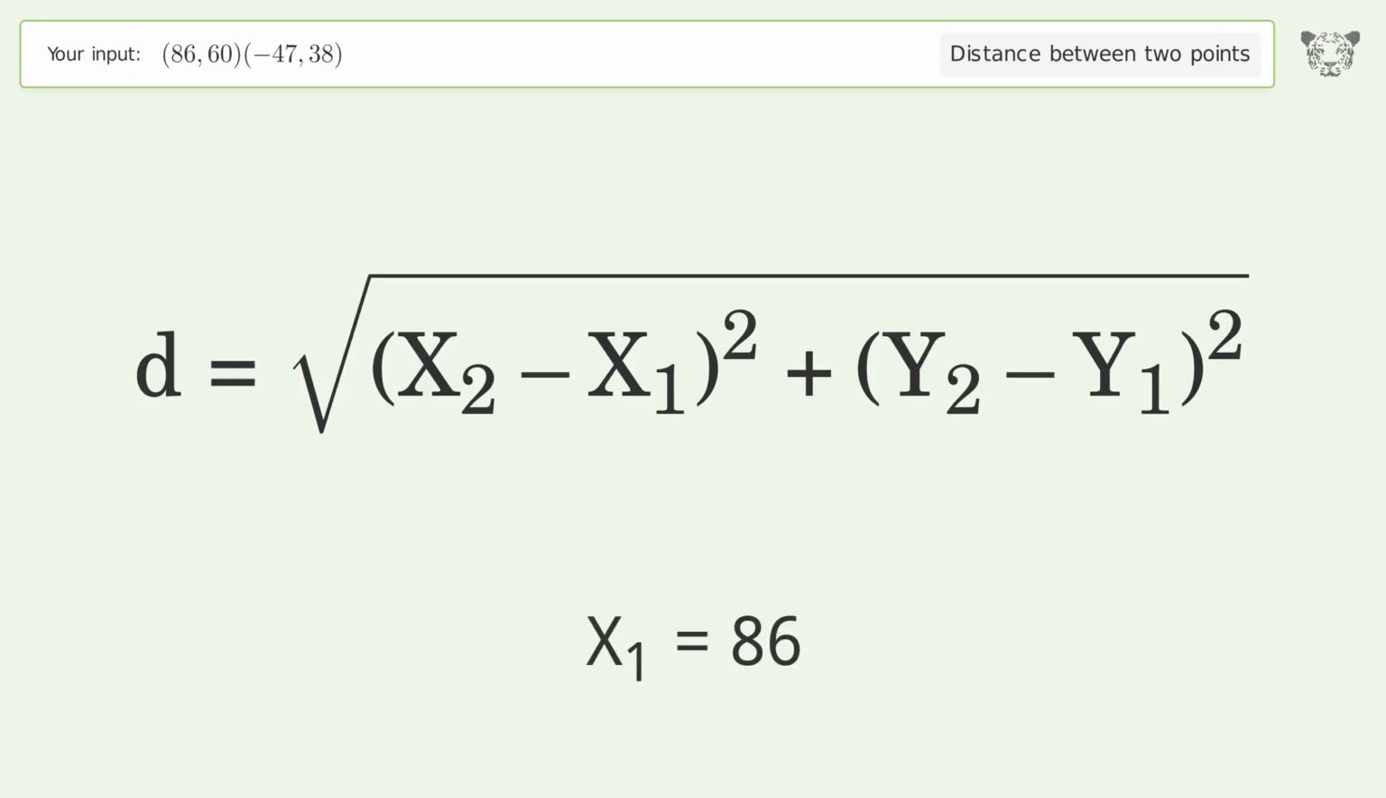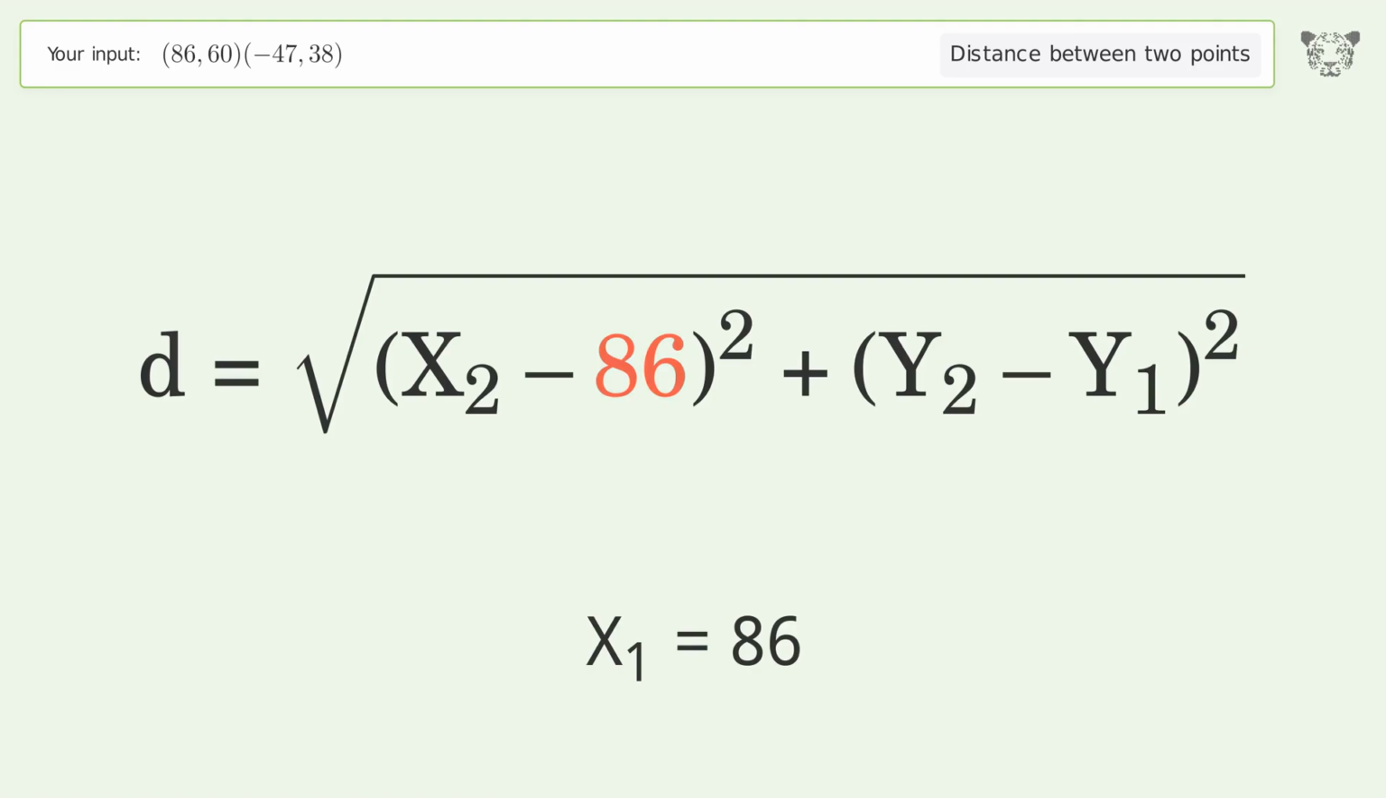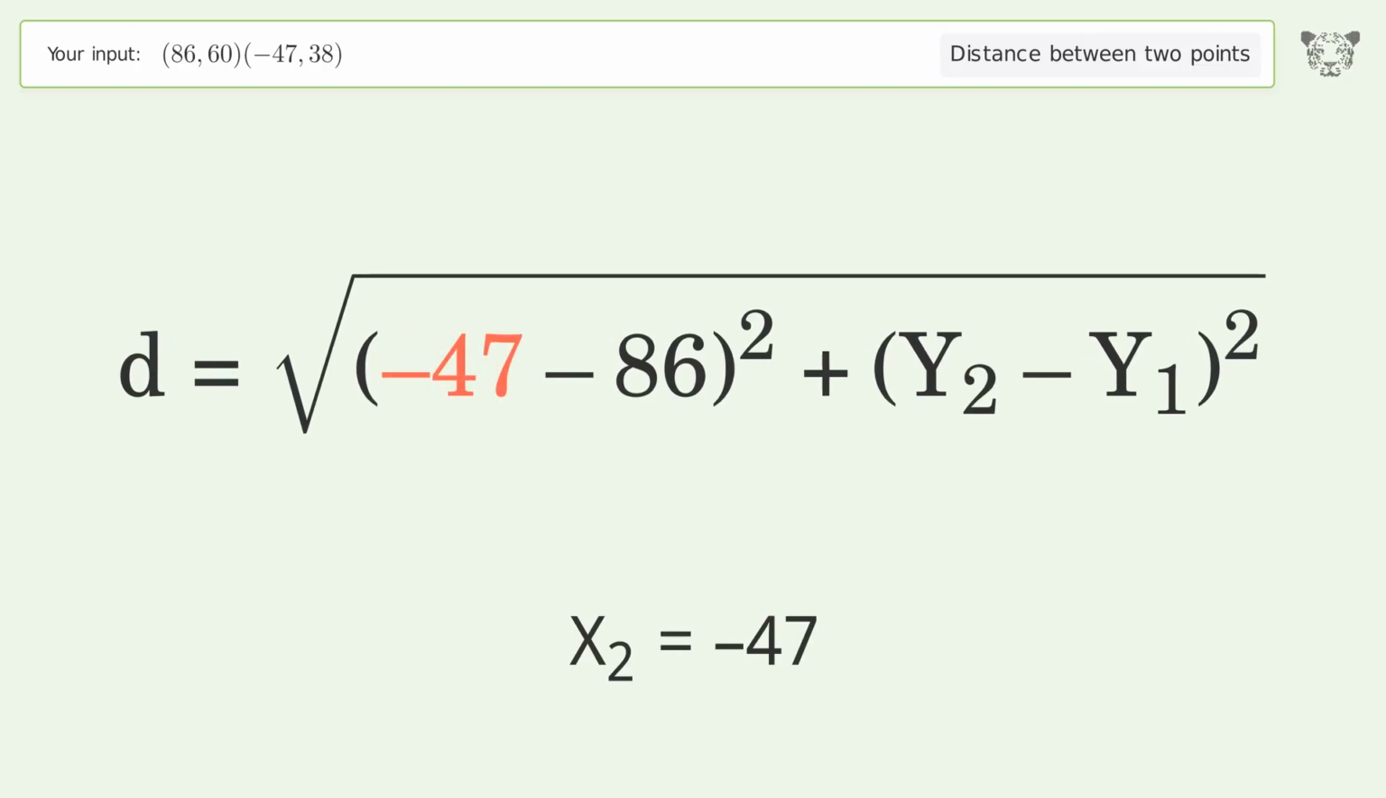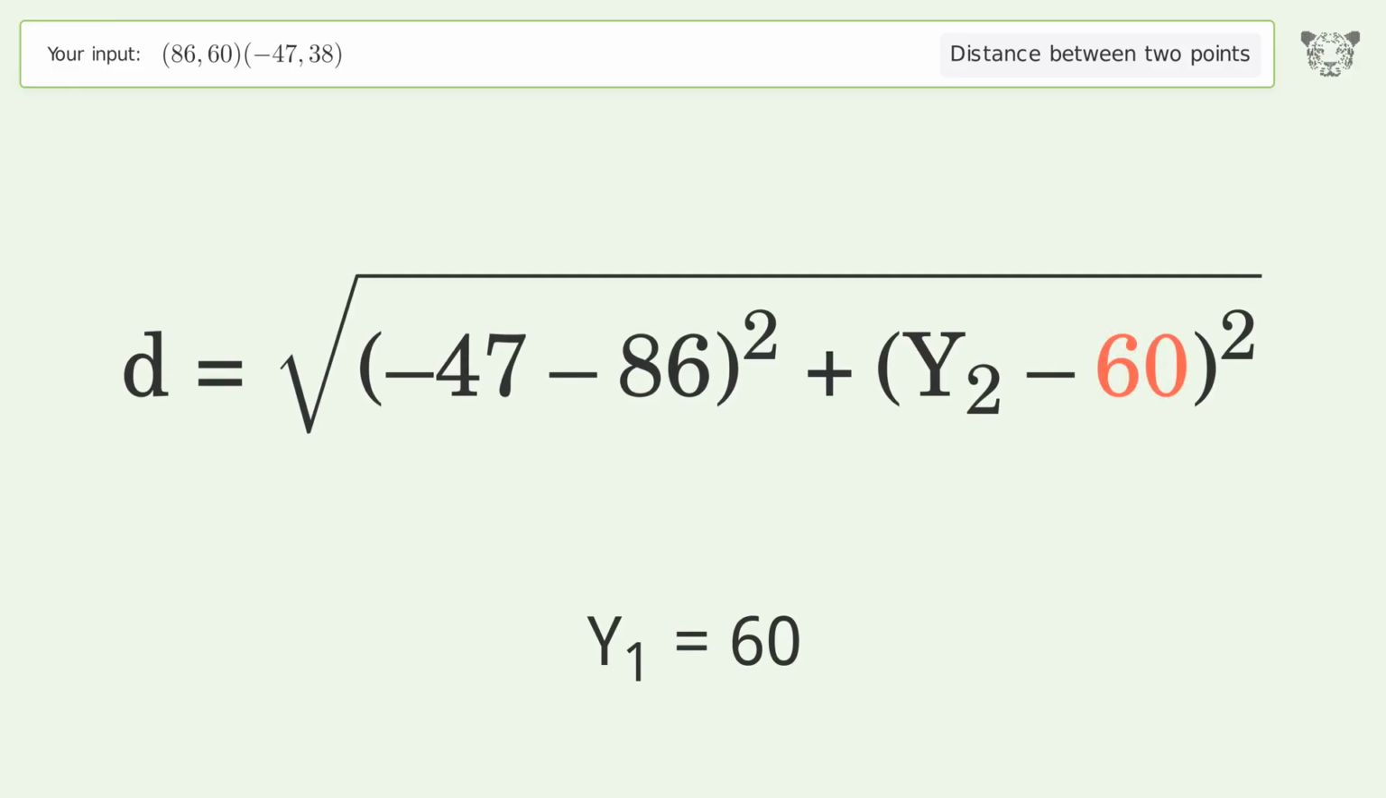x1 equals 86. x2 equals negative 47. y1 equals 60. y2 equals 38.